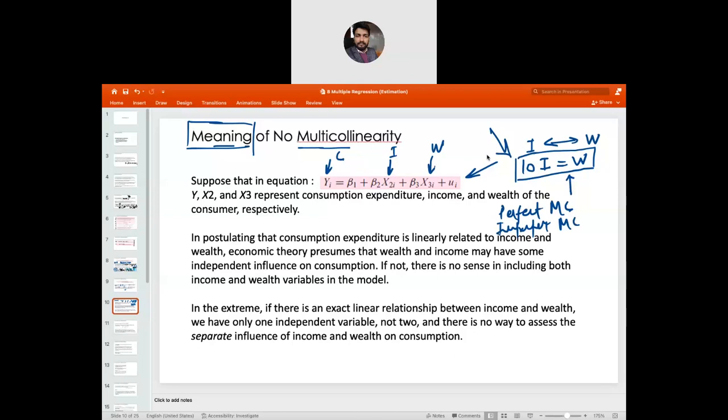Now, what is the problem if income and wealth are related? What is the problem? Why do we need this assumption?